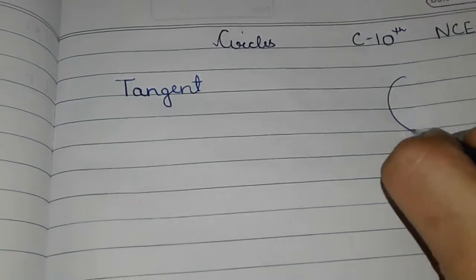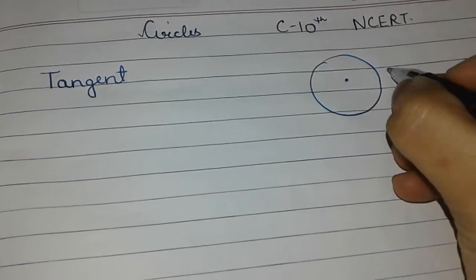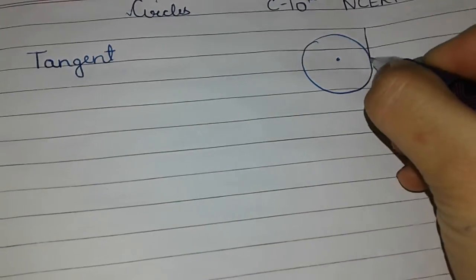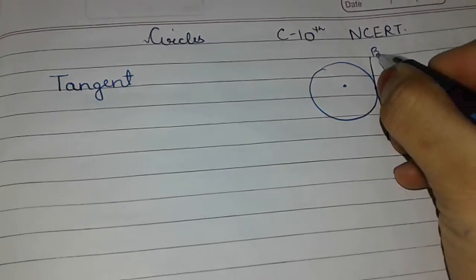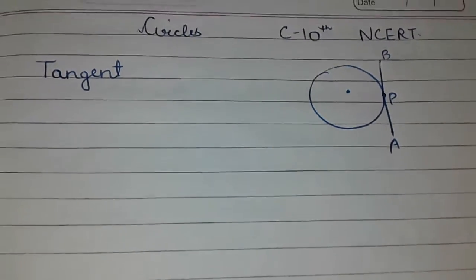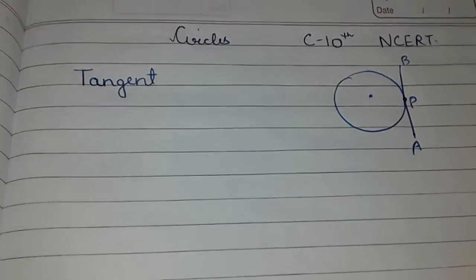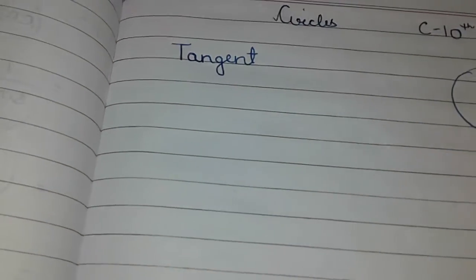See, this is a circle with center O. A tangent to this circle will be a line which intersects the circle only at one point. So, this AB is a tangent. It is intersecting the circle only at a point P. Okay. So, this AB is a tangent. We will do the theorems of this chapter in this video. Let's start with the first theorem.